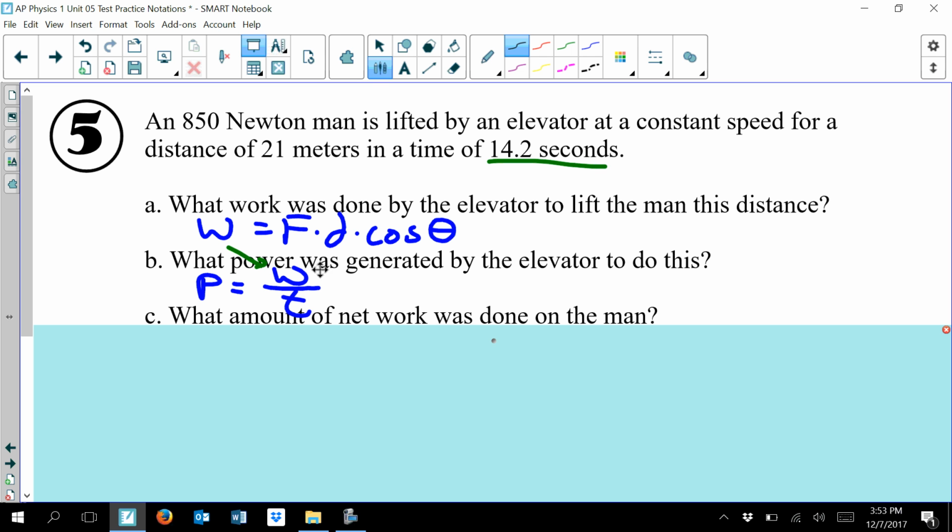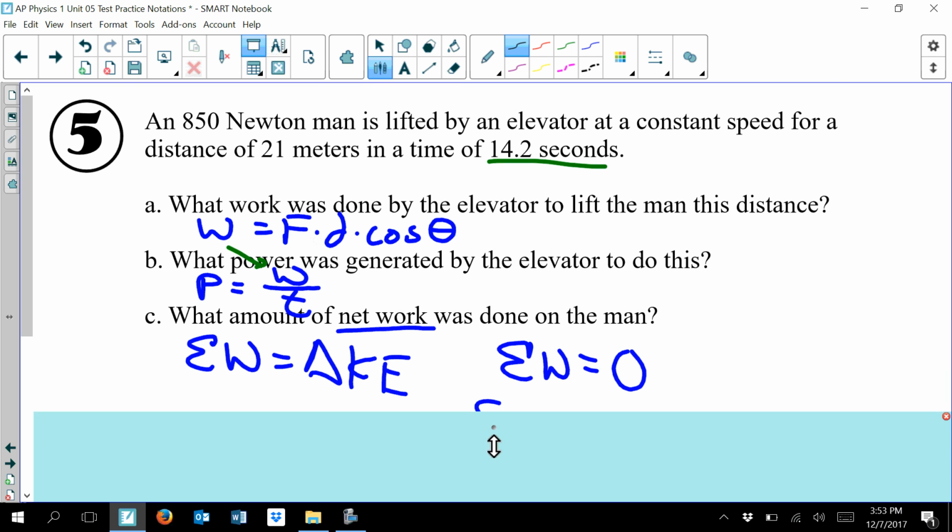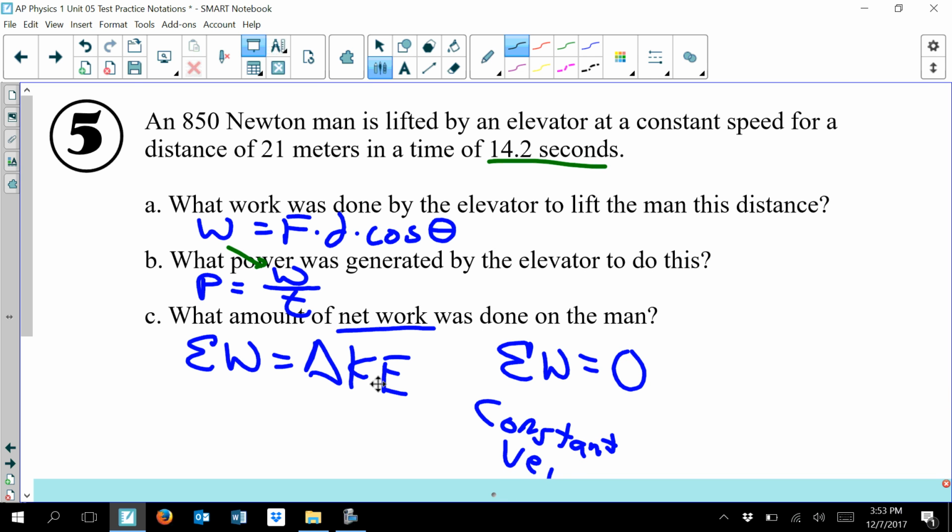Power generated is just the work that we just solved for, divided by the 14.2. And the net work, remember that net work is a change in kinetic energy, because there was a constant velocity. That means there was no change in kinetic energy, so the net work is 0.